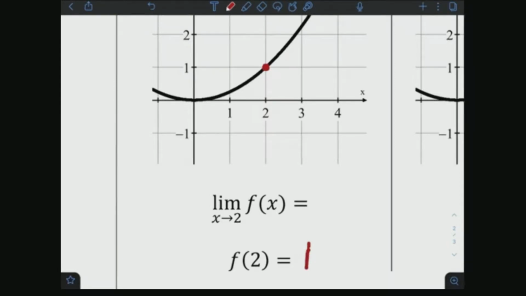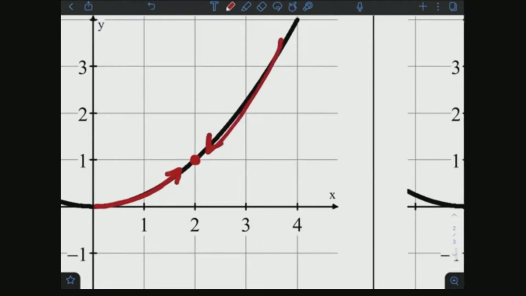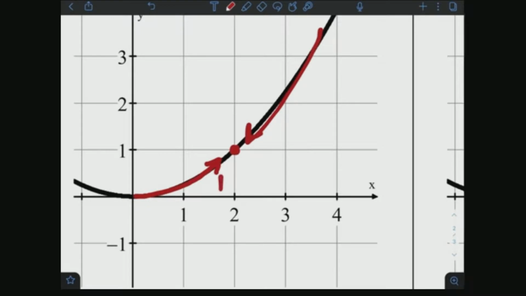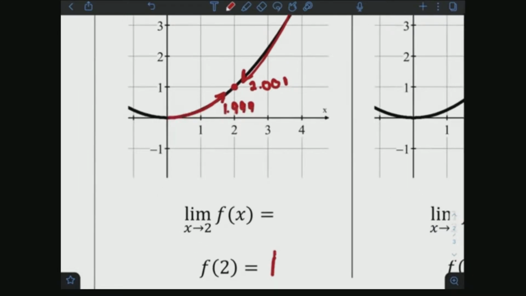The limit is approaching x equals 2 from both sides. So it's going to be 1.999 and 2.001, the closest you can get, but it's still going to be 1 here because it's a continuous function.